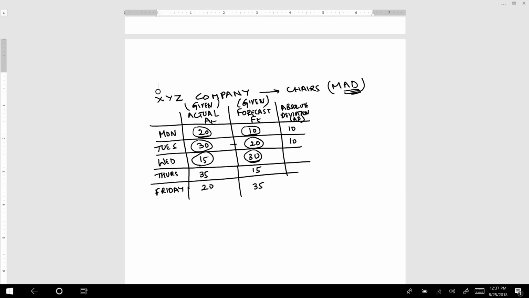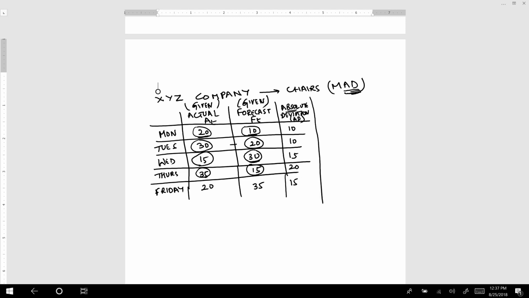Here the error is you forecasted 30 units and the actual value turned out to be 15. So the error is, now this is an absolute error, that means you are always considering positive values. 15 minus 30 is negative 15, but the error you made is 15 units. Again 35 minus 15, the error is 20. And finally 20 minus 15, the error is 15. So that's how you will calculate.